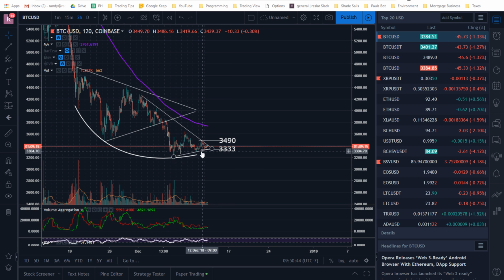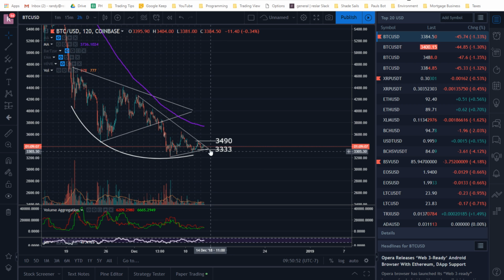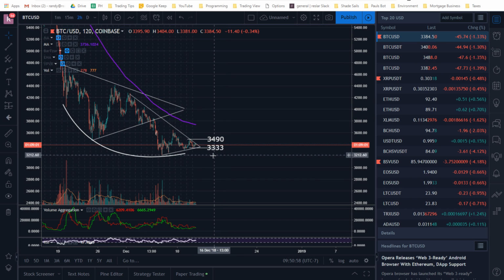Outside of that, I think we're just chopping. We're just going to chop in this range for a little bit. If we break to the upside and fail immediately, that would be a bearish break, and I would probably short immediately on the break of this 33.33 level right there. But really right here, it's very low volatility.